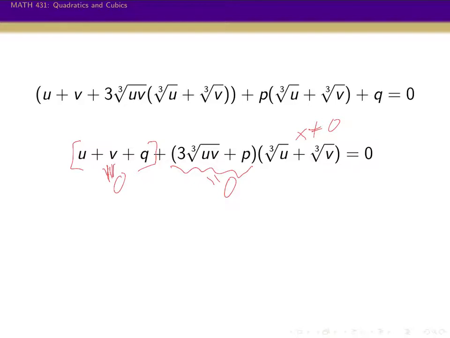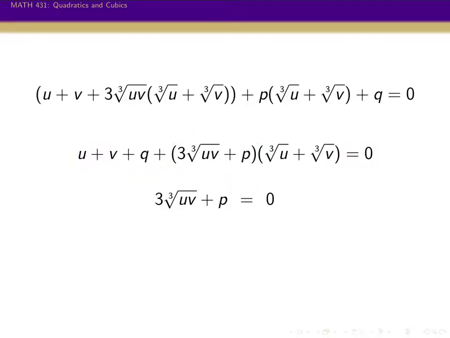Okay, and so it's not that we have to do this, it's that if we can do this, it will work. So the u plus v plus q equal to 0, there's not much we need to do for that. So first we're going to focus in on that middle term right there. Okay, so if we set 3 times the cube root of uv plus p equal to 0, let's get rid of this cube root. And so we're going to move p to the other side and then divide by 3. And then we have the cube root of uv on the left.